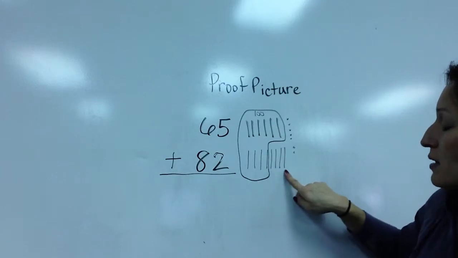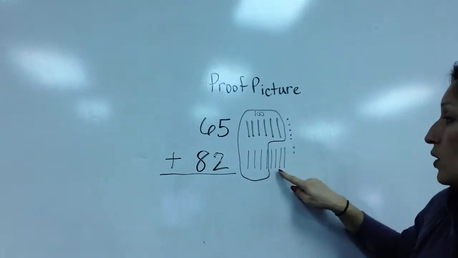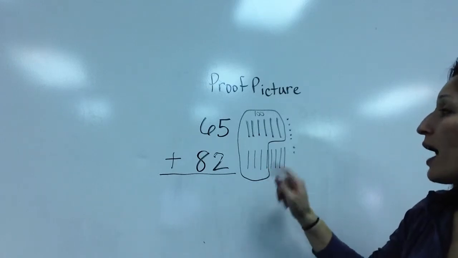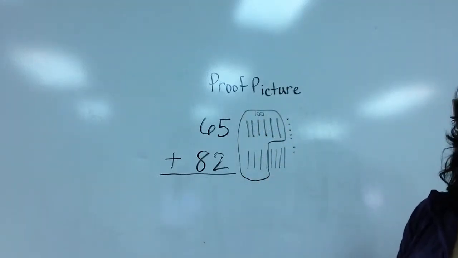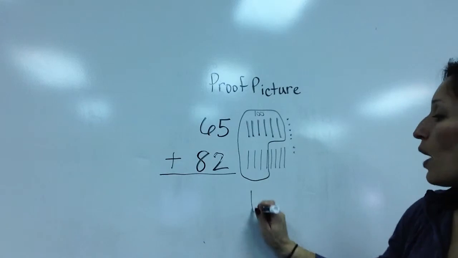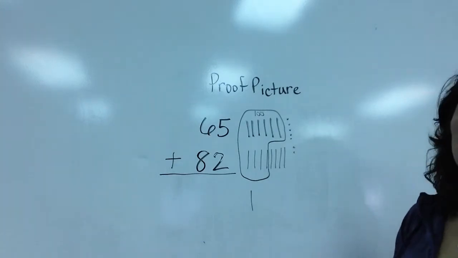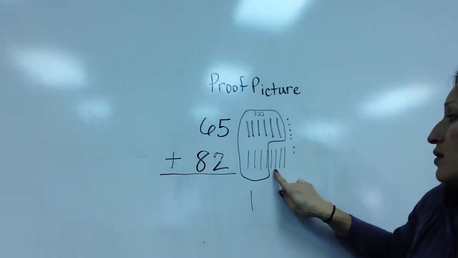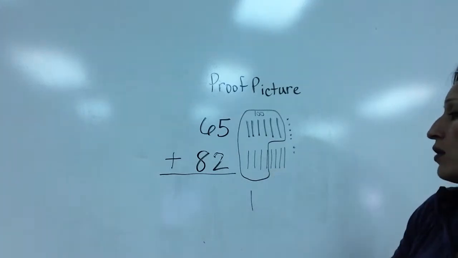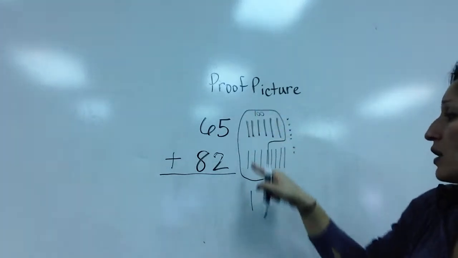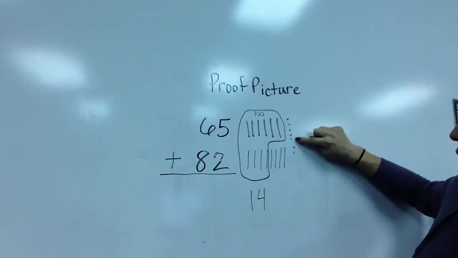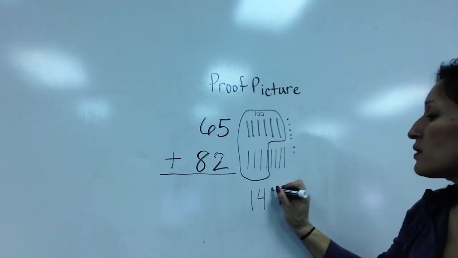Do I have enough to make another 100? Let's see how many tens are left over. 1, 2, 3, 4. Nope, not enough to make another 100. I'm only going to have 100, so I'm going to mark it 100. I'm going to count how many tens I have outside of the 100. 1, 2, 3, 4. So there is 1 hundred, 4 tens, and 7 ones.